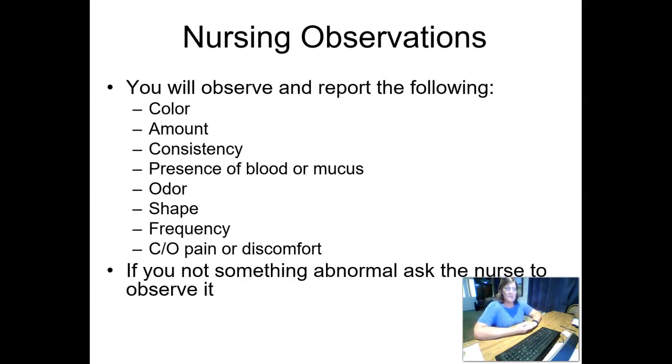The amount. So we said everybody's normal is different. Some people will have a bowel movement every day, some people every 2 or 3 days. But is the amount that they're having consistent for them? Are they going much more frequently than they normally do? Are they not going as much as they usually do? The consistency: is it hard and dry?